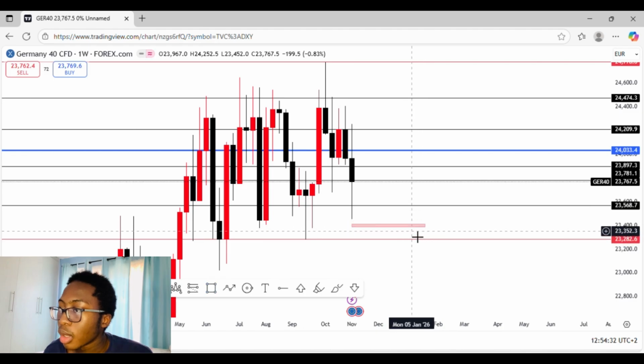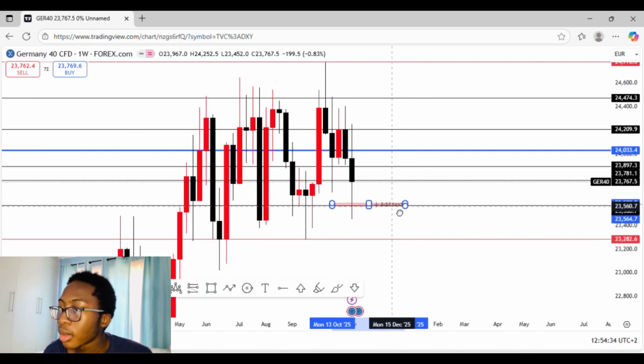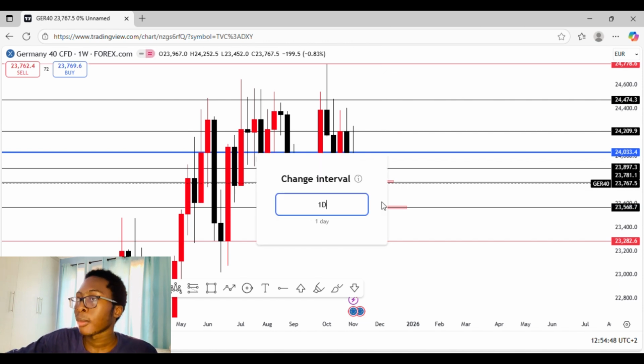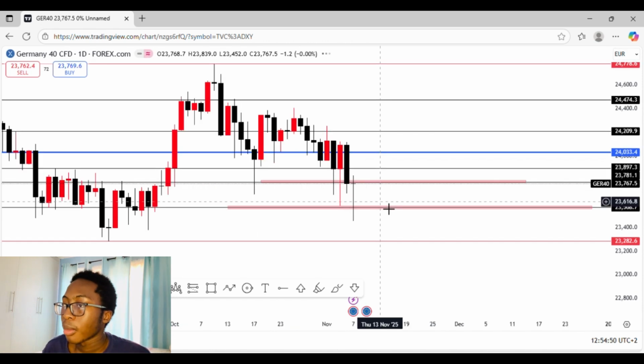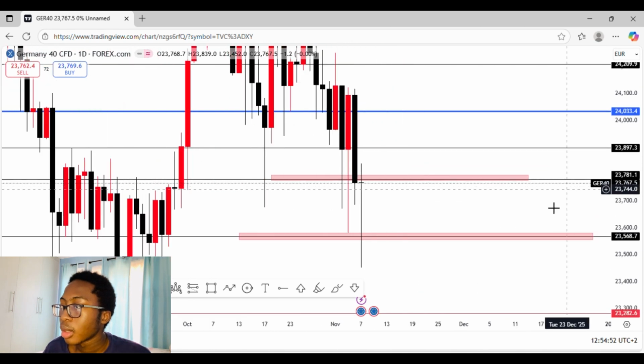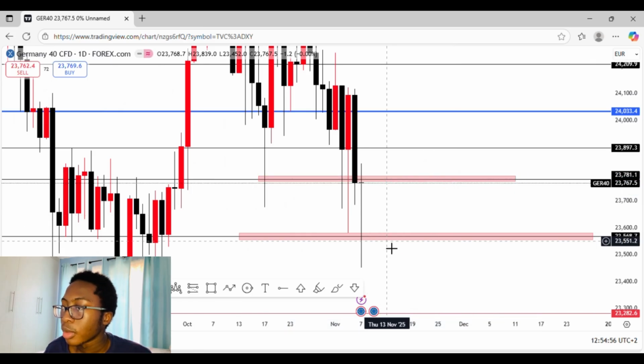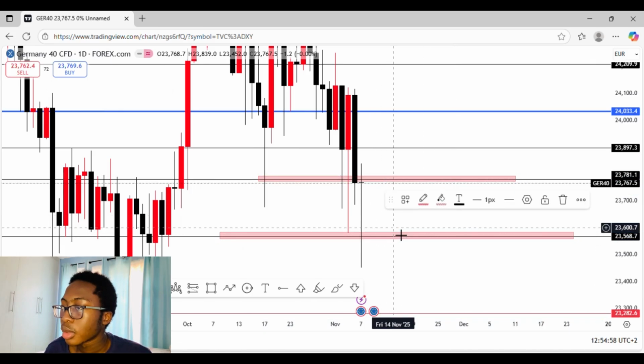Okay, cool. I'll just mark this current zone here, and then I'll mark where the market is currently at, where the body is. Good. And then now I'll go to my daily. Perfect. Let me just do this, and let me just try and fix it.